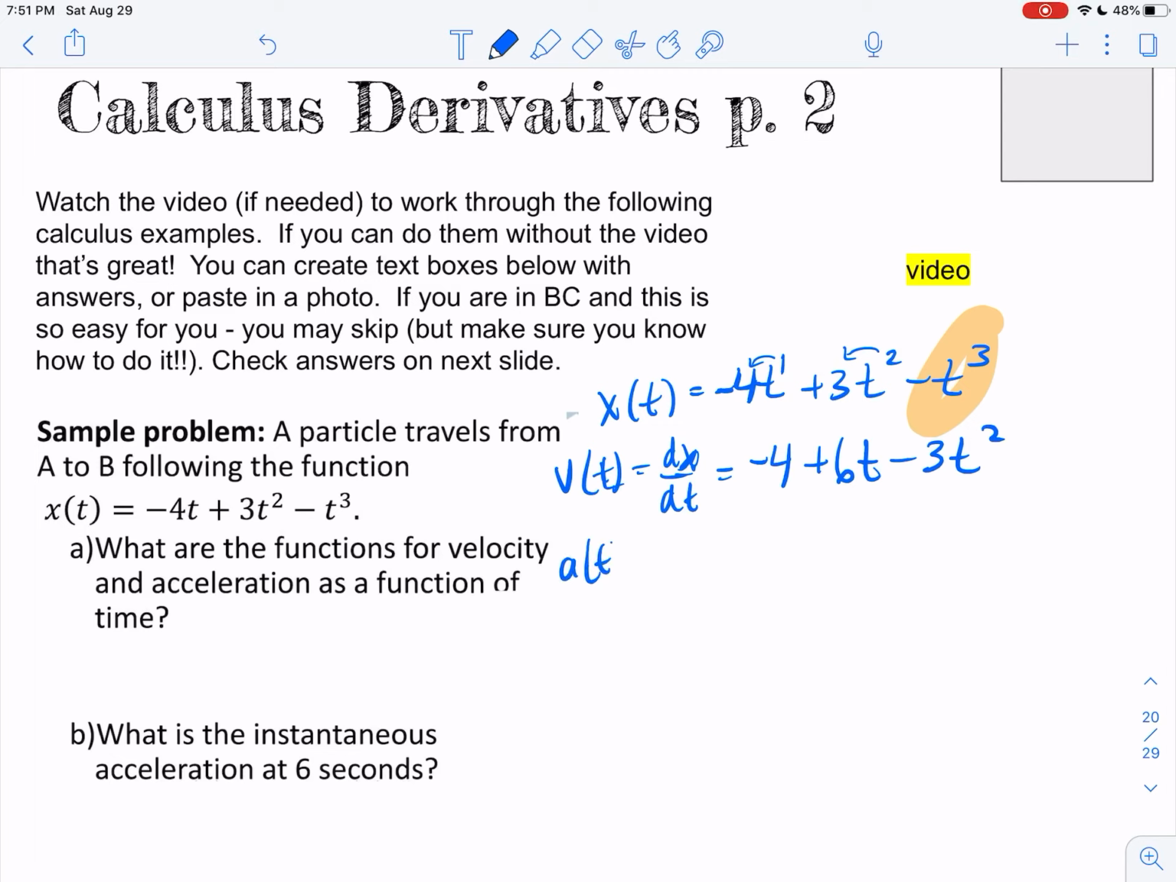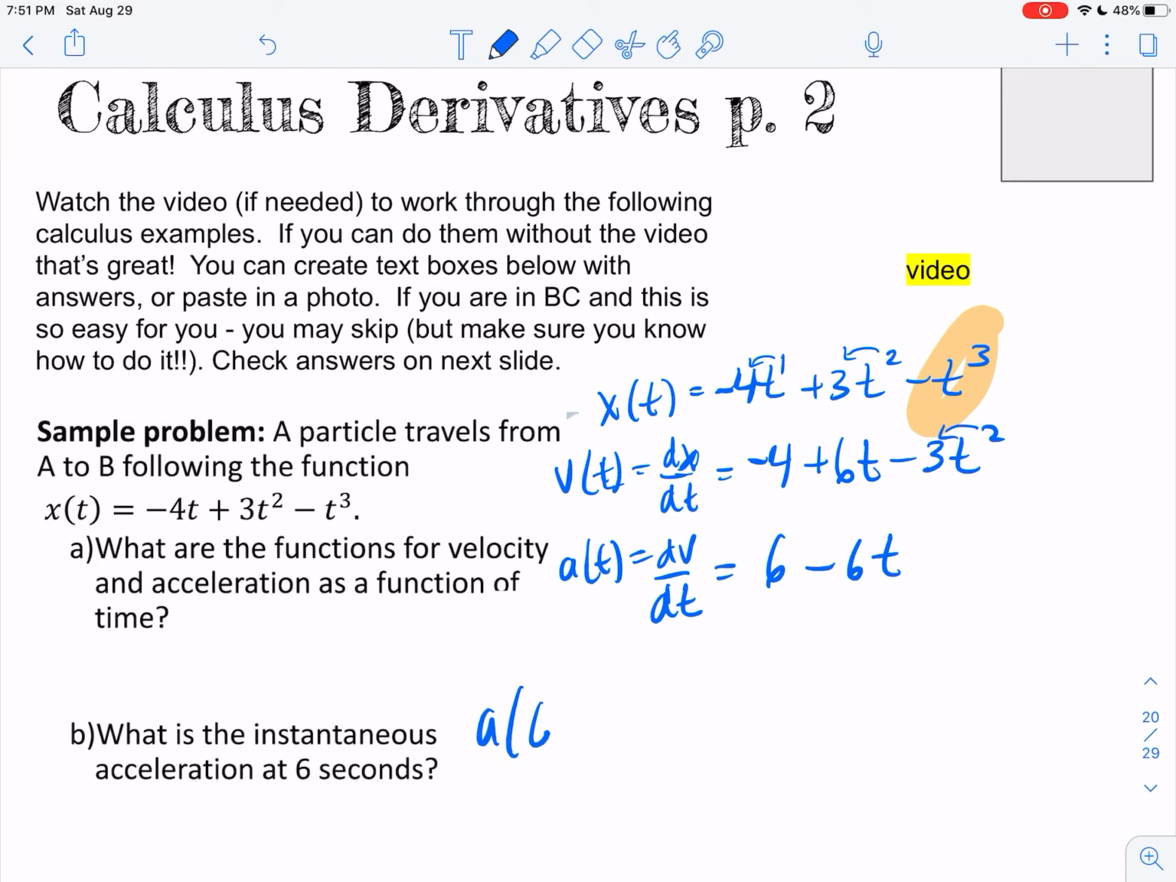The acceleration is going to be the derivative of the velocity with respect to time. So again, the constant goes away. Then I've got 6 and then minus, I'm going to bring this 2 down here, 6, and then drop the exponent by 1. Okay, so there's the acceleration.